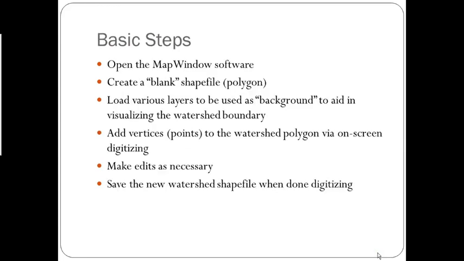In performing this task, we will complete the following basic steps. We will first open up the MapWindow software, and then we will create a blank shapefile in polygon format. After that, we will load various layers to be used as background to aid in visualizing the watershed boundary. We will then add vertices or points to the watershed polygon via on-screen digitizing. After that, we'll make any edits as necessary, and finally we will save the new watershed shapefile when we are done digitizing.